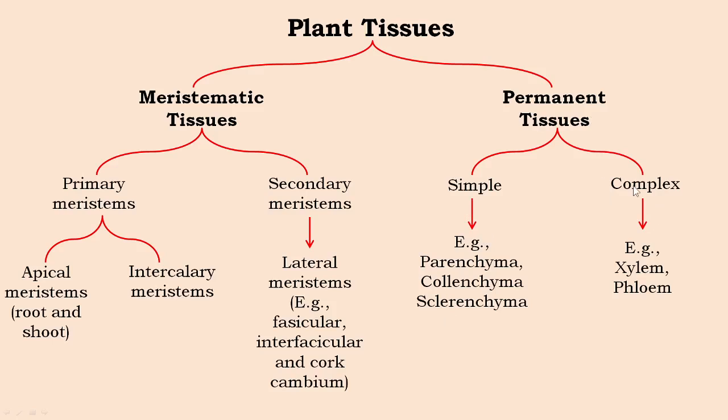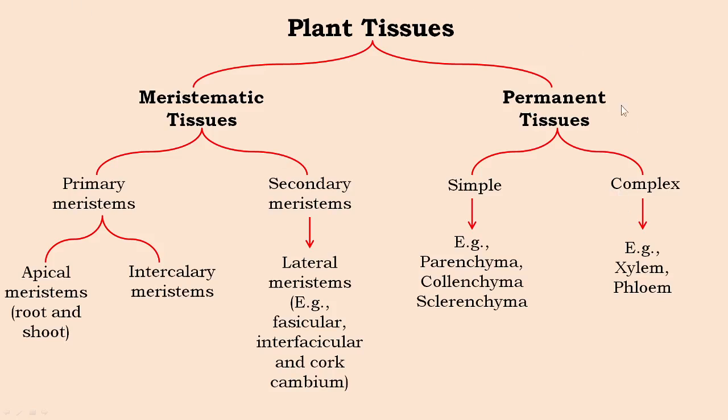Complex permanent tissues consist of more than two or three types of cells. Examples are the vascular tissues, xylem and phloem. Xylem carries water, and phloem carries food materials. Xylem has components like xylem elements and xylem fibers, and phloem also has several components. Tissues made of many types of cells grouped together are called complex permanent tissues.